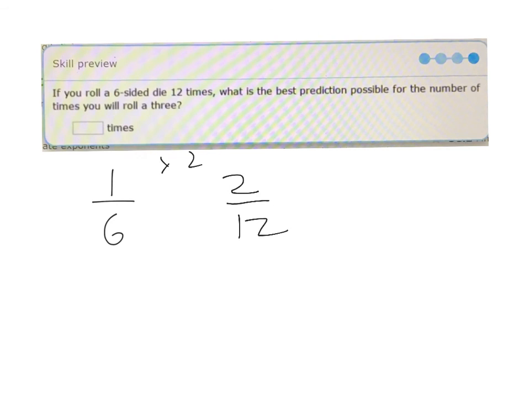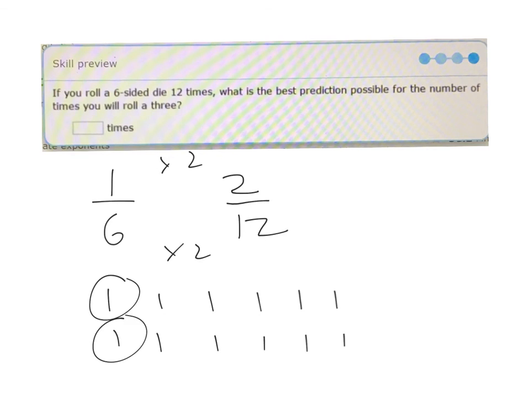Because think about it, I'm timesing by 2, timesing by 2. You could also think, okay, if I do it 12 times, 1, 2, 3, 4, 5, 6, 7, 8, 9, 10, 11, 12, 1/6, 1/6. So 2 out of 12 times, I should get a 3.